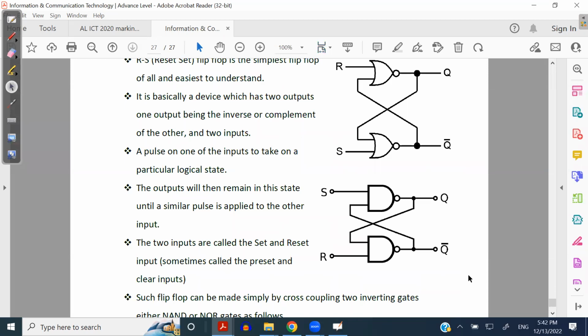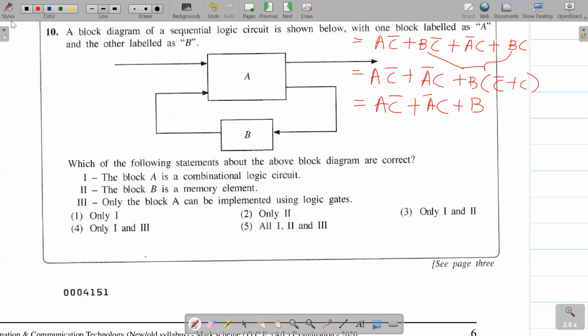So this is the circuit that you can find at the bottom part, which is in the B. The first one says the block A is a combinational logic circuit, which is a correct one. The block B is the memory element, which is correct again. Only the block A can be implemented using logic gates. No, block B also can be implemented using the logic gates. So 1 and 2 only is the correct one. Got it? Okay.